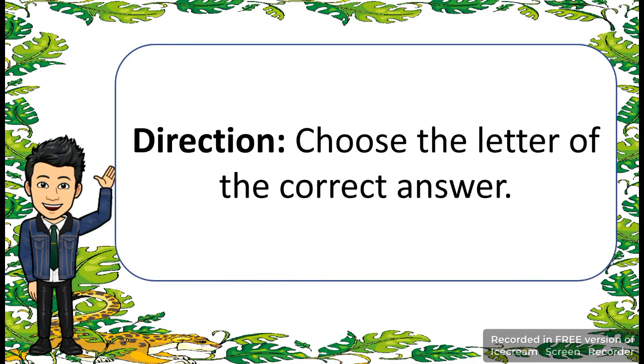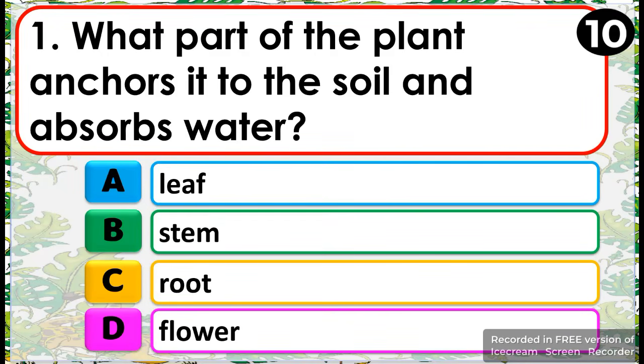For your last activity, direction, choose the letter of the correct answer. Number 1. What part of the plant anchors it to the soil and absorbs water? A. Leaf, B. Stem, C. Root, D. Flower.